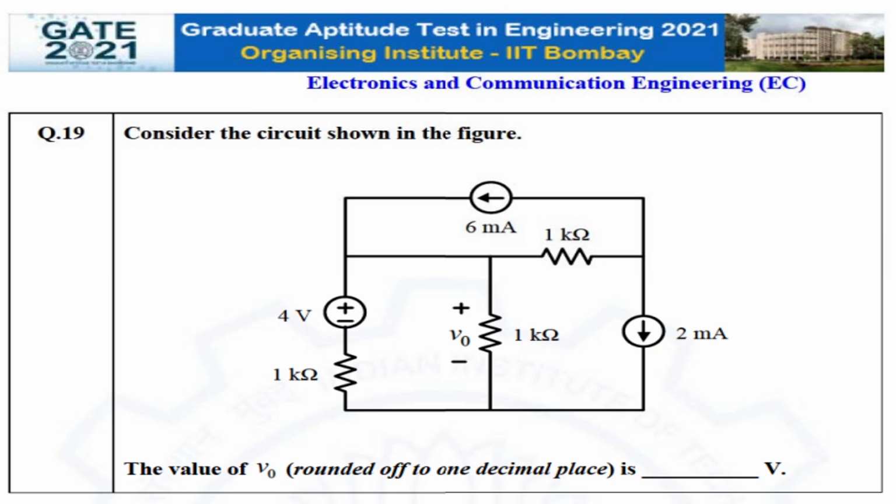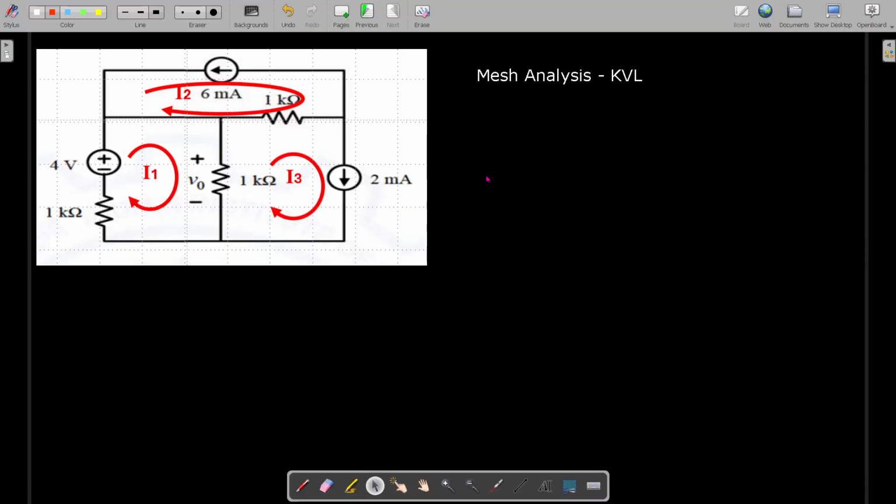The question number is 19. The circuit is given here and we are asked to find V0, which is rounded off to one decimal place. Okay, let's get started. We start analyzing this circuit first. We are going to use mesh analysis method to solve this problem.